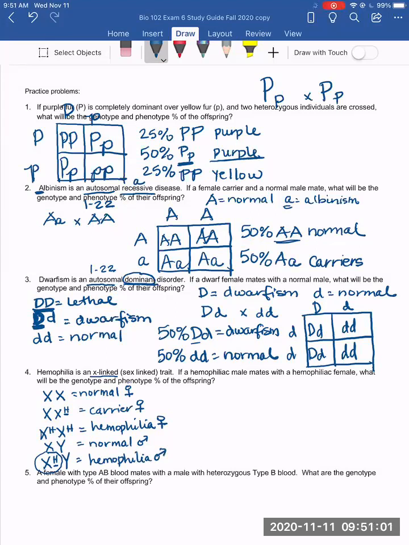So we have hemophilia male times hemophilia female. Set up the square. So hemophilia male means on his X, he has the hemophilia gene. And then hemophilia female means both of her X's have the gene. So that means only one outcome for our females. All the female babies are going to have hemophilia. And remember, we're going to report male and female offspring separately in this question. And that is different from the prior questions as well.